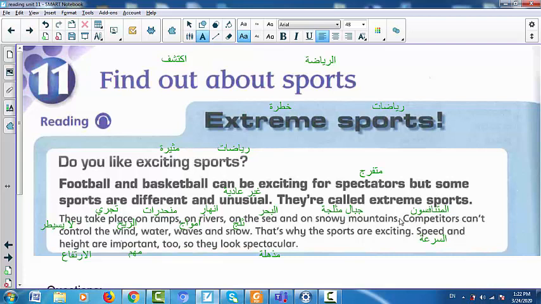That's why the sports are exciting. Speed and height are important. السرعة والارتفاعات برضو مهمة. Are important too, so they look spectacular. عشان هيك هي تبدو رياضات مذهلة.